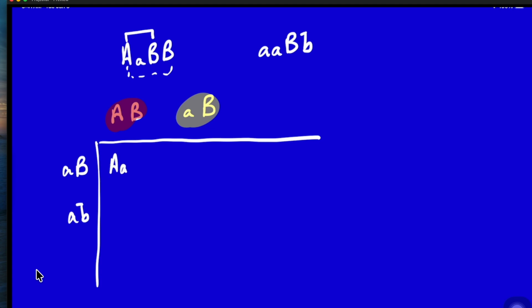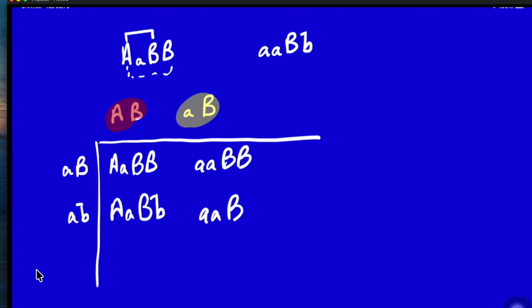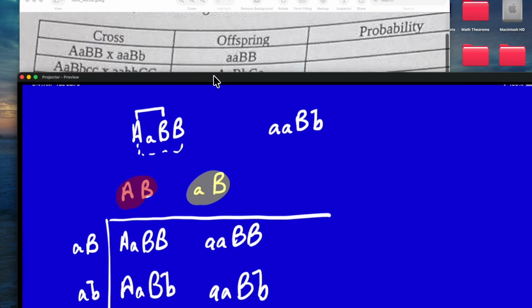We have capital A, small a, double capital B. Capital A, small a, and so on through the combinations. So let's see which one they wanted. They wanted small, small, big, big. Small, small, big, big. So it's going to be 25% is your answer.